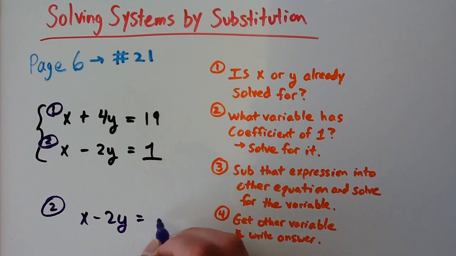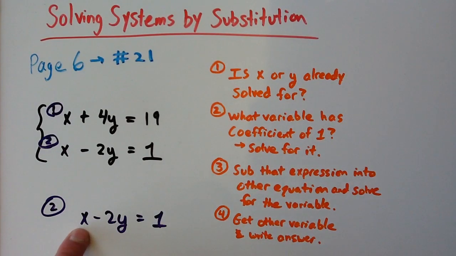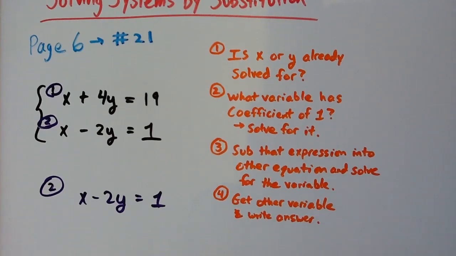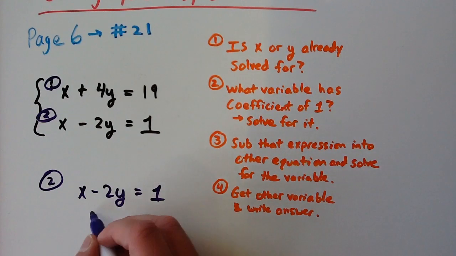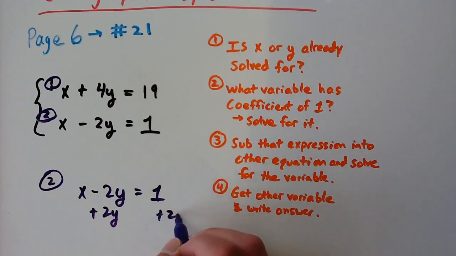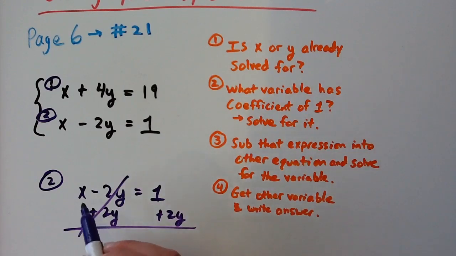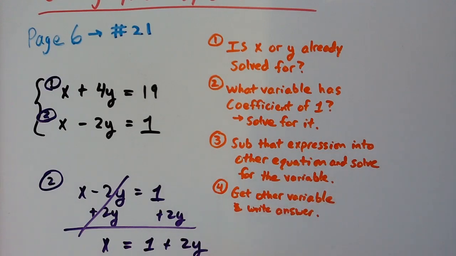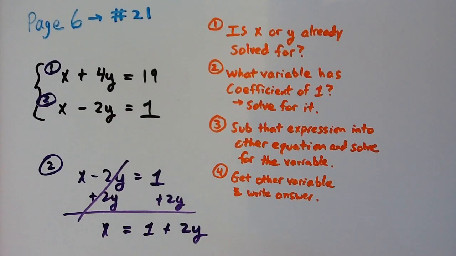It doesn't matter which one you pick, but I'm going to pick equation 2, which is x minus 2y equals 1. Since x has a coefficient of 1, let's solve this equation for that variable. I'll move the 2y to the other side by adding 2y, so those two y's cancel, and so x equals 1 plus 2y, okay? So now I have x equals something. In this case, it's 1 plus 2y.